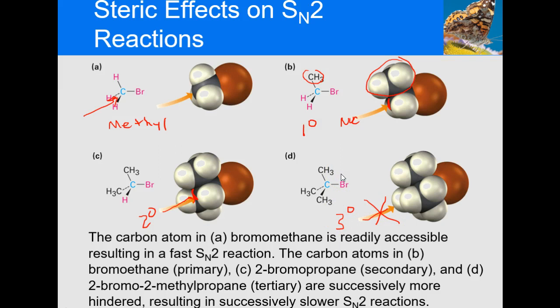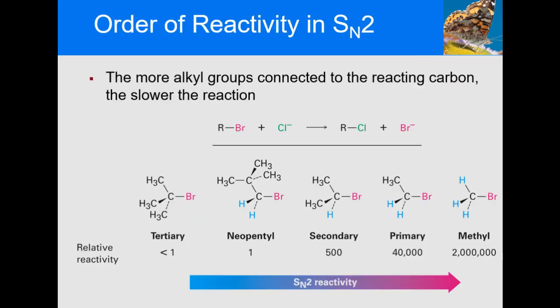So at this point, when you get more substituted, the reaction slows down. As far as your rate of reaction, methyls go the fastest, followed by primary, followed by secondary. Tertiaries don't even go. If you have a tertiary alkyl halide, there's no way you are squeezing that nucleophile in there. No possible way. So it shows you the carbon atom in A is readily accessible for a fast SN2. The primary, secondaries, and tertiaries are successively more hindered, resulting in successively slower SN2 reactions.